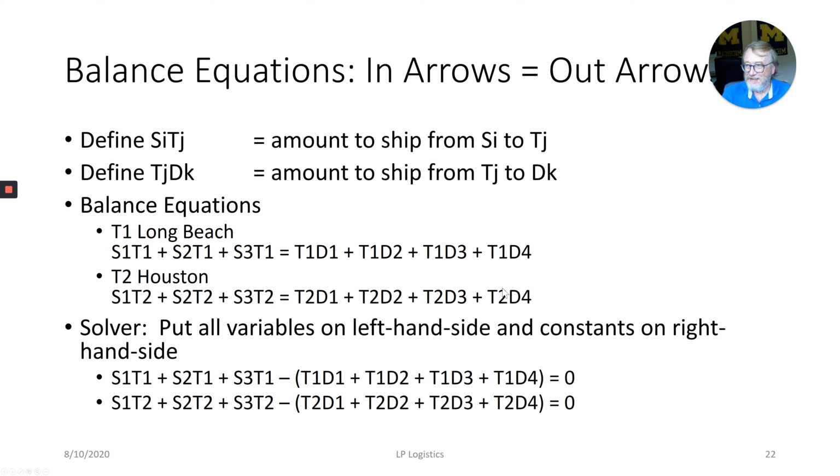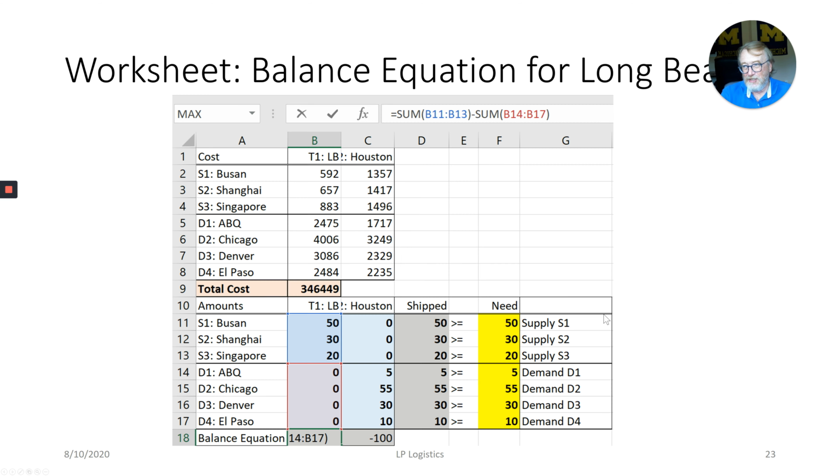this is what ships out of Houston to our U.S. cities. Okay, so in Solver, you don't want variables on the left side and variables on the right side. You want to move all your variables to the left-hand side. And so that's all we did down here, right? We have what comes in minus what goes out is equal to 0. So now we have to go back and modify our Excel solver model, and I just put them down here.